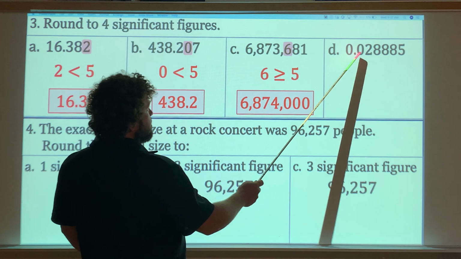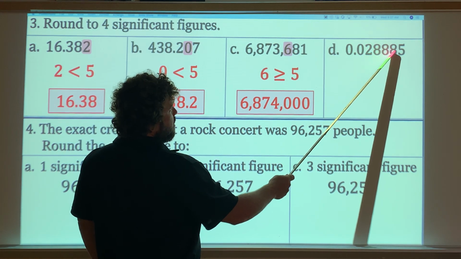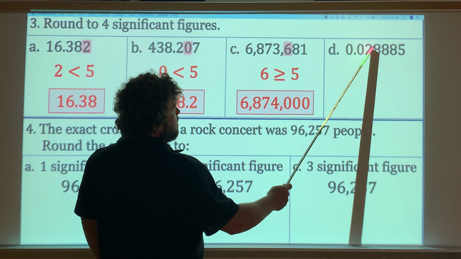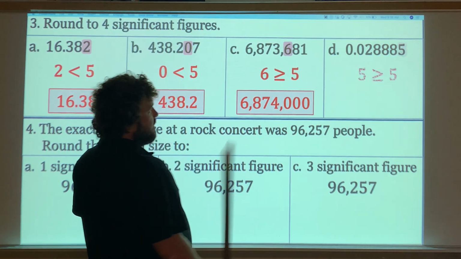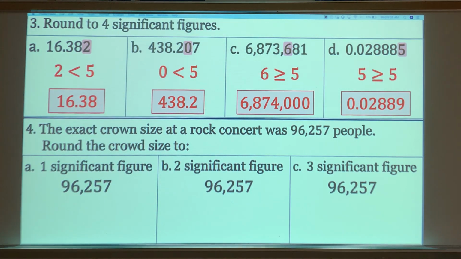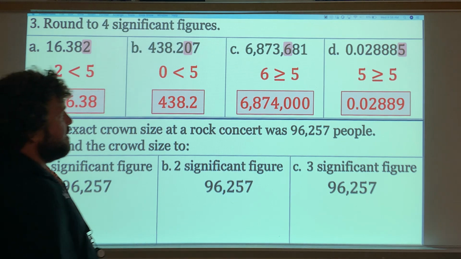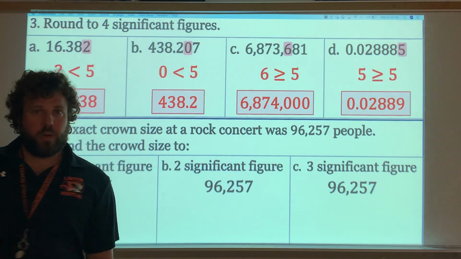Right? 4, these zeros don't count. Use the leftmost non-zero digit. So 1, 2, 3, 4. We're going to round to this place right here, which is the 100,000ths. Use that 5. That 5 is greater than or equal to 5. Answer is 0.2889. Because this 8 right here, the third 8, rounds up to a 9. Right?